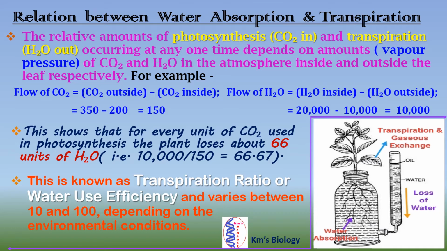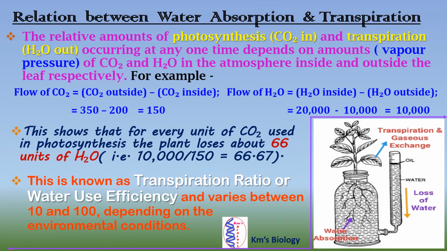Flow of carbon dioxide from outside, that means atmosphere, to plant cell is regulated by pressure difference, and in another way flow of water from plant cell to atmosphere is also regulated by pressure difference. So carbon dioxide enters into the plant cell and water exits from the plant cell.